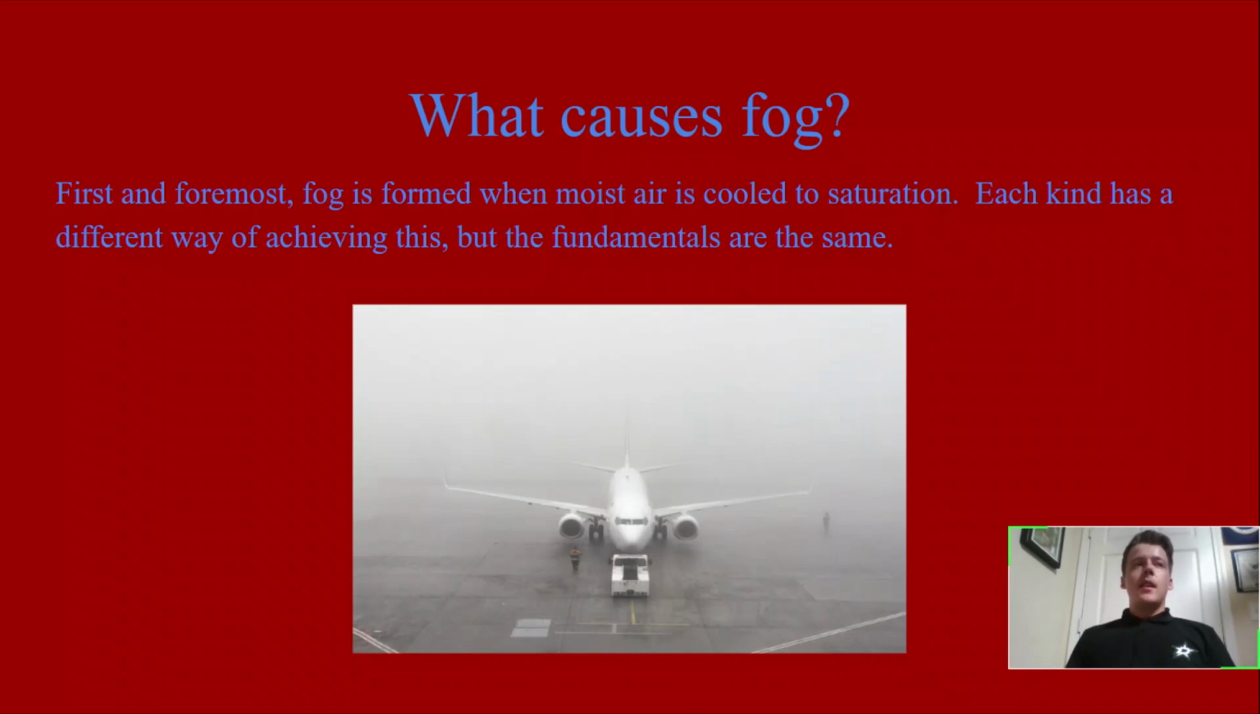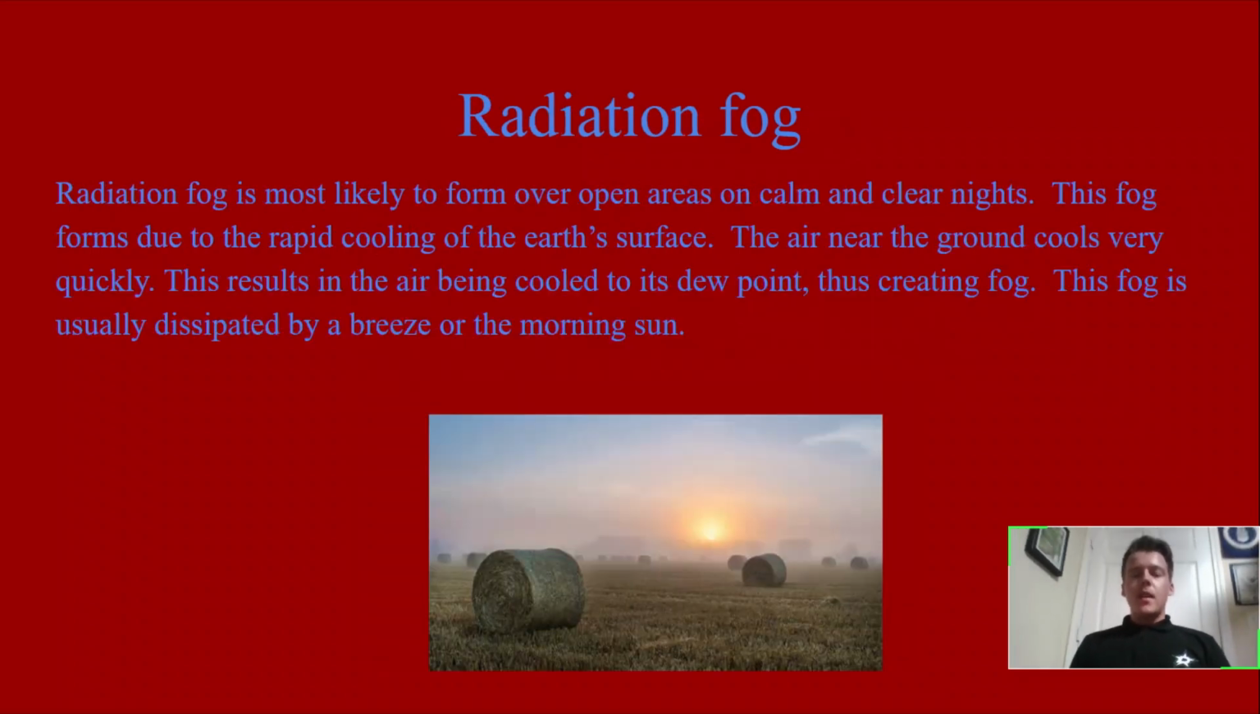So, what causes fog? At the base of all fog is air being cooled to a saturation point, and what that means is warm air can hold more water or moisture than cold air can. So there comes a point when the air becomes too cold to hold the amount of moisture that's in the air, and that's what causes visible moisture, which is clouds or fog.